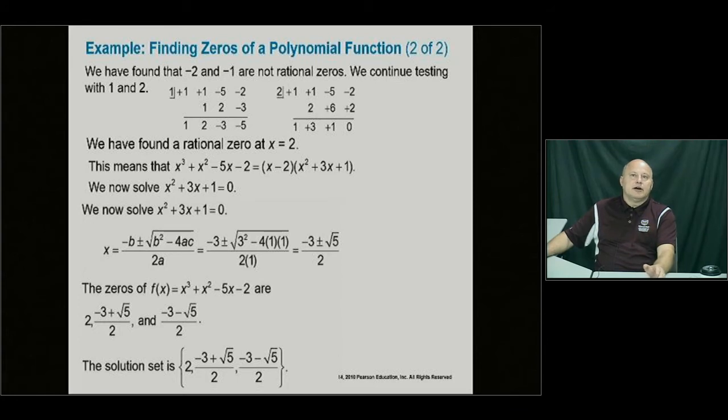So in this case, the zeros are going to be 2, negative 3 plus radical 5 over 2, and negative 3 minus radical 5 over 2. And that's the solution set.